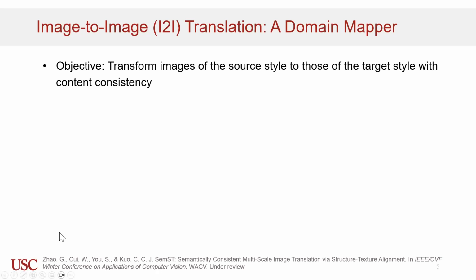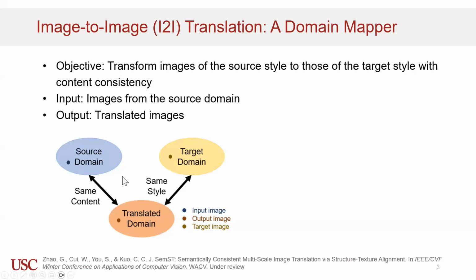Image-to-image translation is actually a domain mapper, and the objective is to transform images of the source style to those of the target style with content consistency. For example, we have the input images from the source domain and output images actually from the translated domain. And we also have the target images in the target domain. So what we are trying to do is to translate the images from source domain to translated domain. And the source domain and translated domain have the same content, while the translated domain and target domain have the same content.